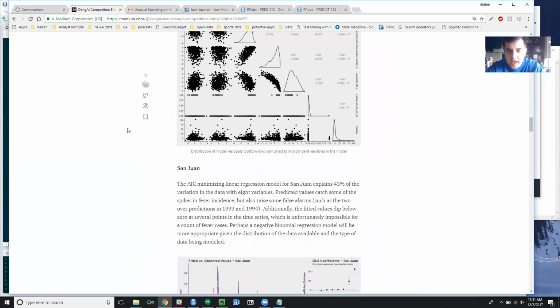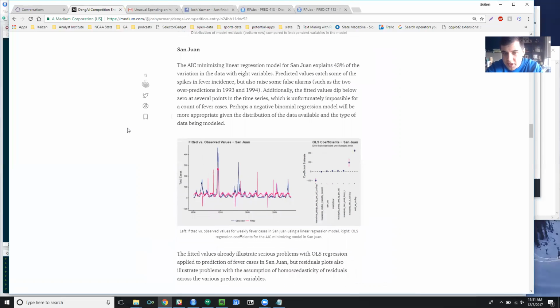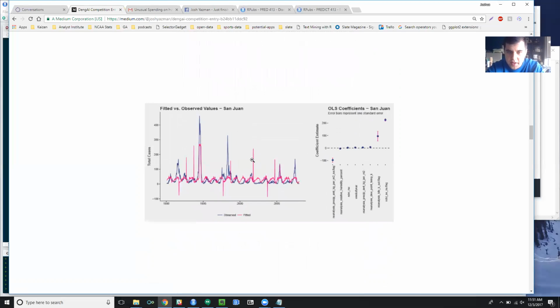So because of that, I didn't put a ton of effort into the San Juan least squares regression model. I basically just ran the step AIC algorithm again. But there was one additional troubling aspect of ordinary least squares regression that I wanted to call out, and that is at 3 points in the timeline for San Juan, the ordinary least squares regression model actually calculates a negative number of fever cases.